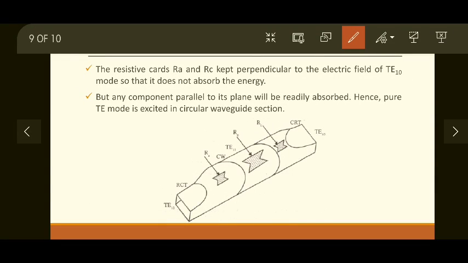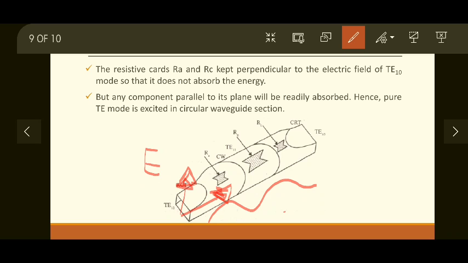The resistive cards RA and RC are kept perpendicular to the electric field of TE10. So if TE10 is in this direction, these cards will be in the Z direction, like this. That is different from our phase shifter. They do not absorb the energy because they are in the direction of wave propagation. This is the direction of wave propagation, and this is the direction of the electric field. So waves are traveling in this direction, and RA and RC are in the same direction, so they do not absorb the energy.